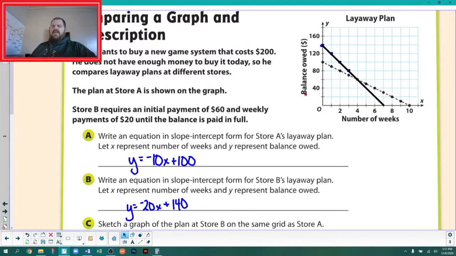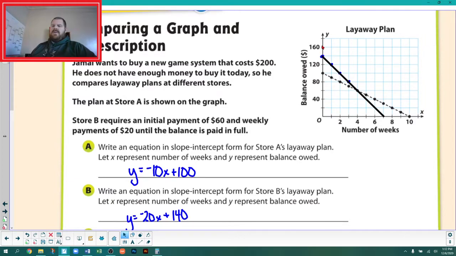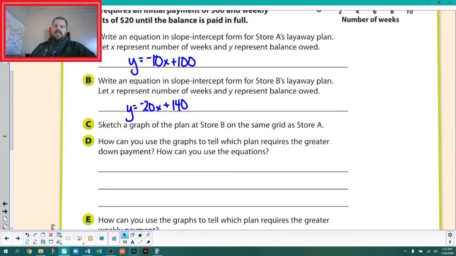So the way we can tell on the graph, or the way we can tell in our situation, is that we started at $200, and for store A, it drops down to $100. For store B, it drops down to $140. So which one requires a bigger down payment if they both start at $200? Again, store A goes from $200 down to $100. Store B goes from $200 down to $140. So store A requires a bigger down payment.